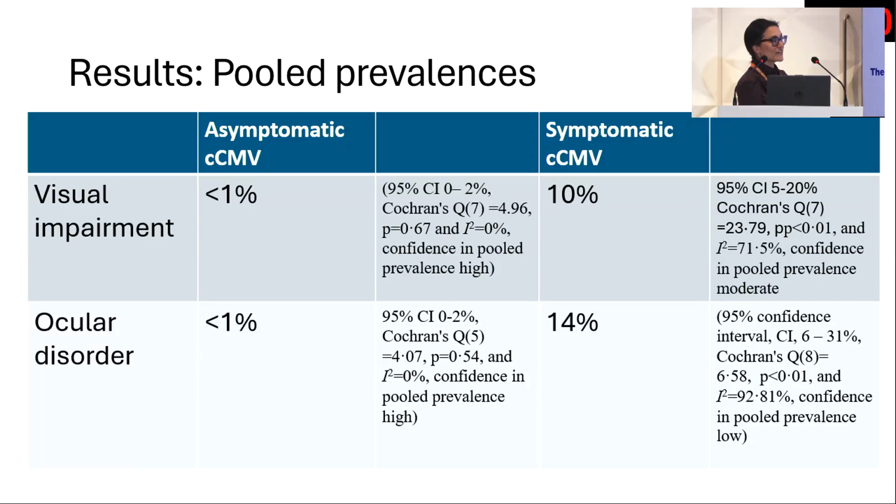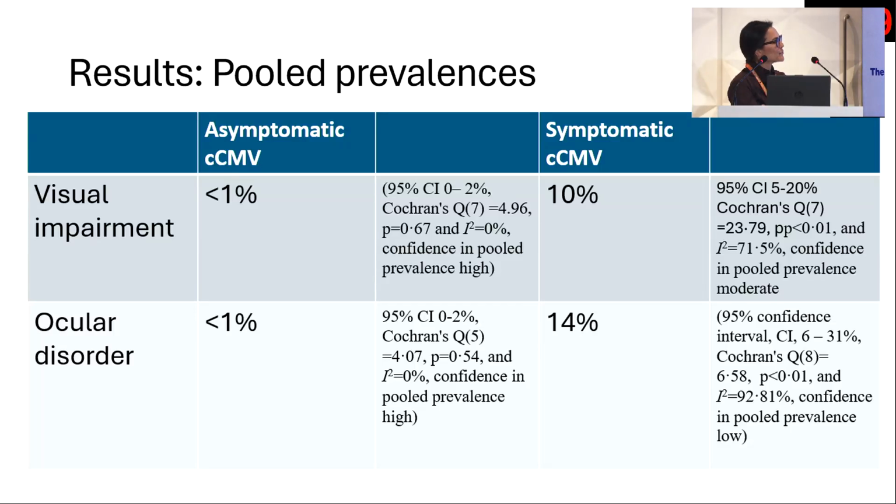So generally, at quite low risk if they have no other systemic findings, quite low risk that we will find an ocular or visual problem by screening. By comparison, symptomatic patients had a quite significant risk of visual impairment, 10% in the symptomatic patients, and an even greater risk of ocular disorder. So 1 in 10 patients with symptomatic CMV may have a visual impairment.